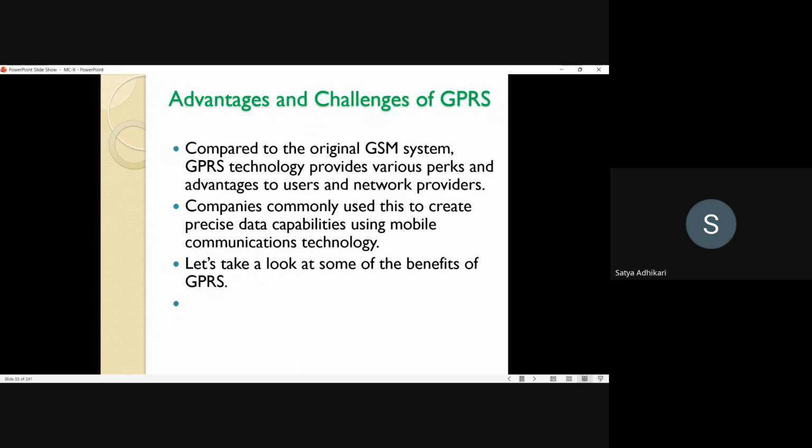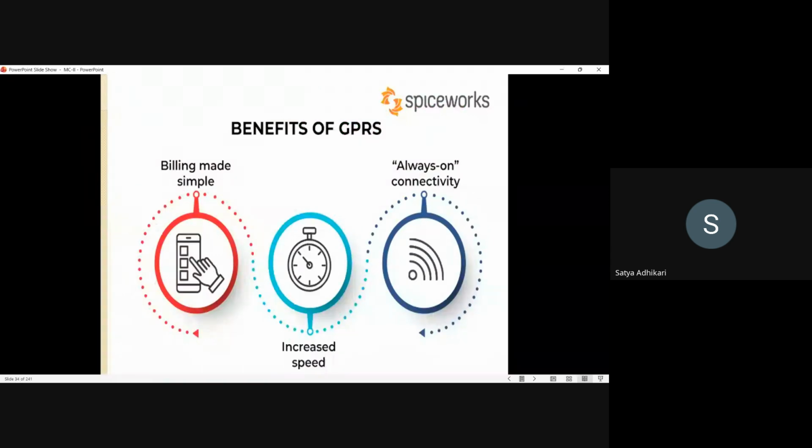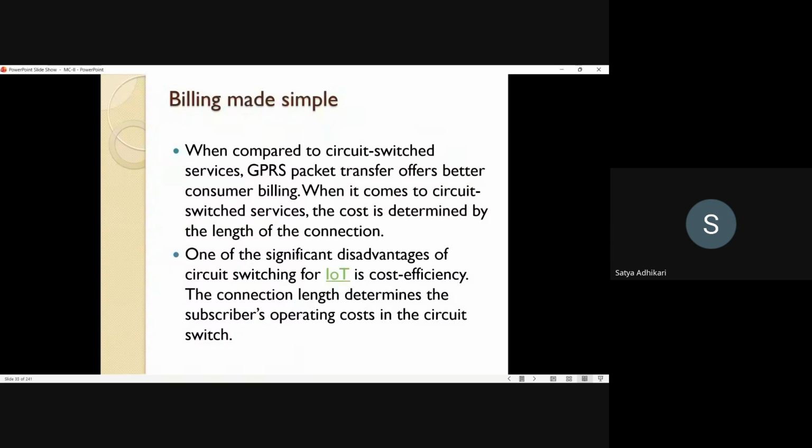The benefits are, you see, billing made simple. That is, your billing becomes simple. It has increased speed. The speed is more as compared to the GSM network, and always on connectivity. It is always on. So these are the benefits that are discussed.